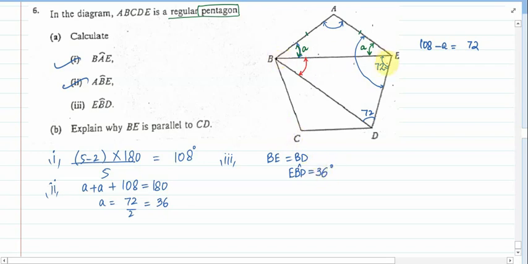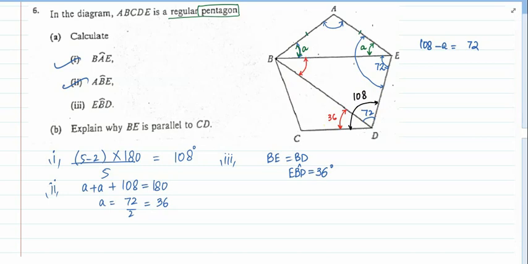It is a triangle and we know that the sum of angles in a triangle is 180. So the final answer is EBD. Explain why BE is parallel to CD. Now if BE and CD are parallel, that means if this angle is 36, this angle must be 36 as well. How can you verify? The total angle we have is 108. So if you subtract 72 from 108, that angle, red one, will be 36, right?